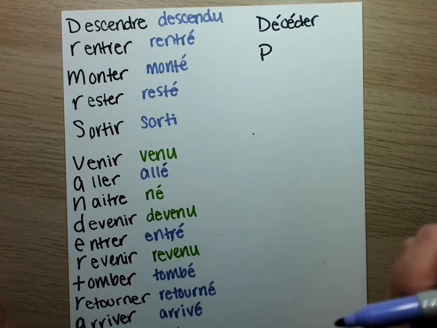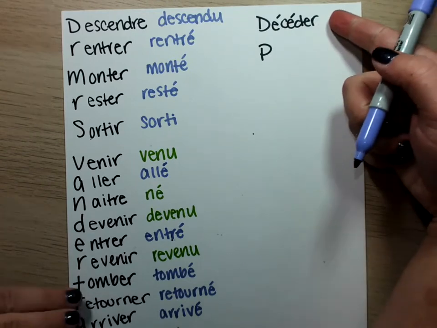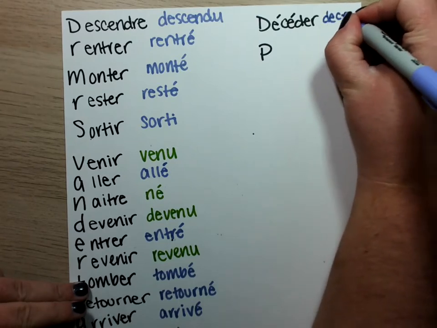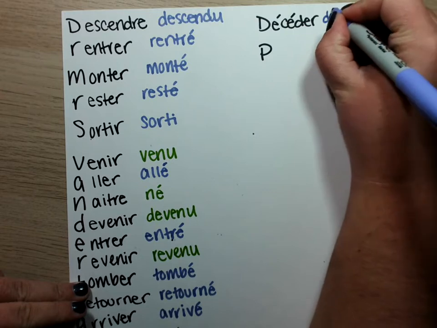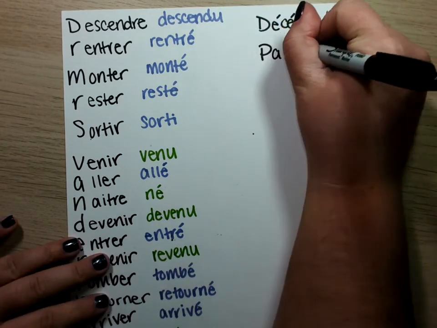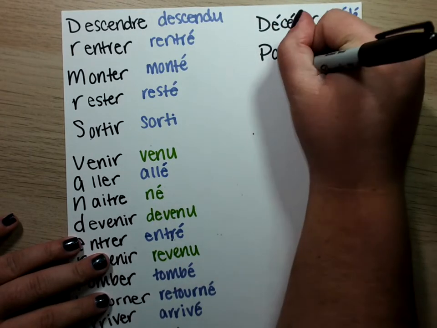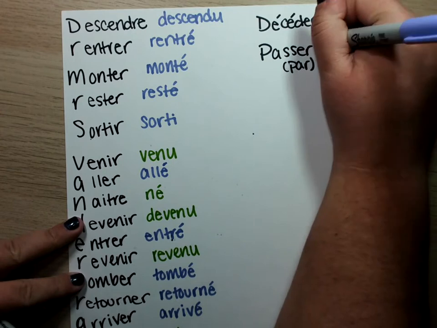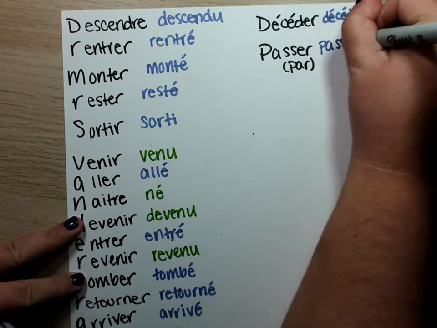So décéder, the verb to die, or to be deceased. This really means to be deceased. So décéder is regular and it follows that same pattern with all of the accent aigus in the whole world. And our last verb is passer. Passer par. So passer is the verb to pass and par is by. So most of the time you'll see it as passer par, like I passed by something. And passer is regular. Passé.